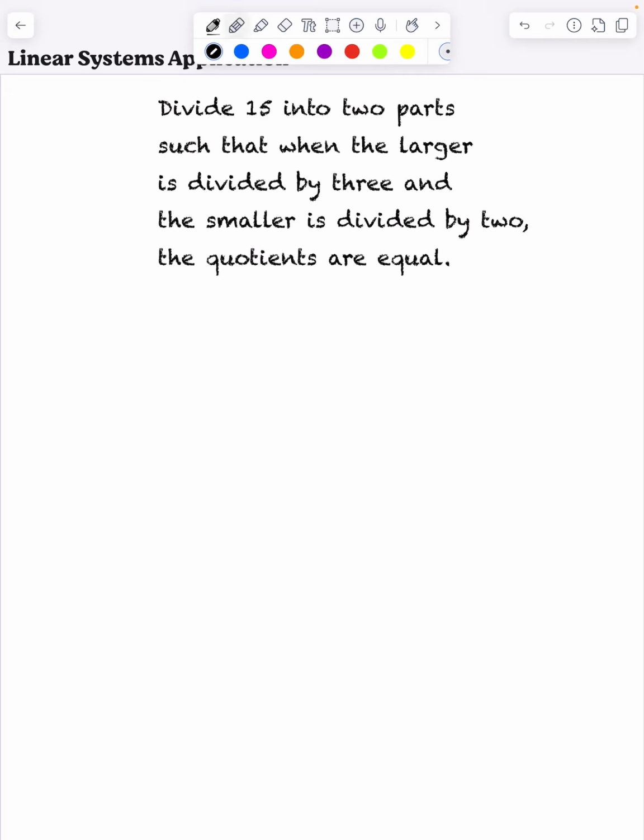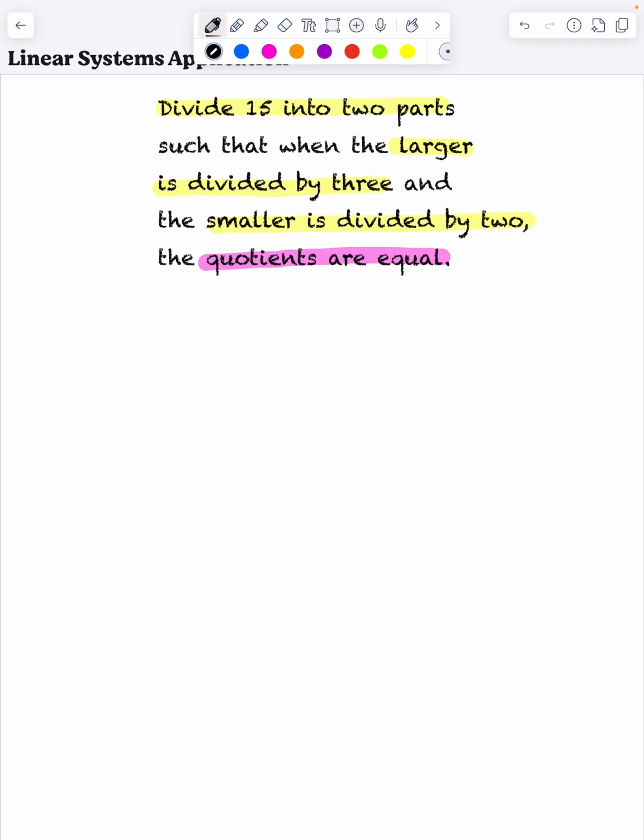Divide 15 into two parts such that when the larger is divided by 3 and the smaller is divided by 2, the quotients are equal. So like the previous question, we're going to take the 15 and divide that into two parts, where the larger is divided by 3 and the smaller is divided by 2. And the key is that the quotients are equal.